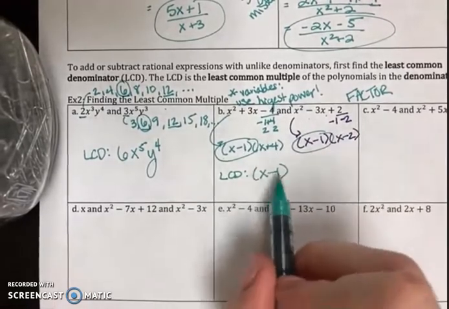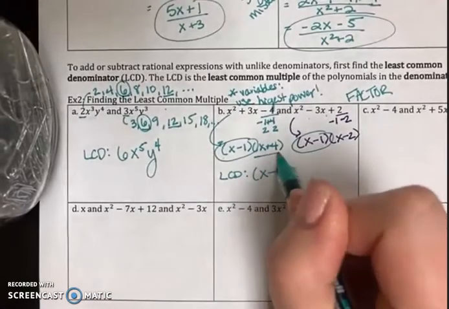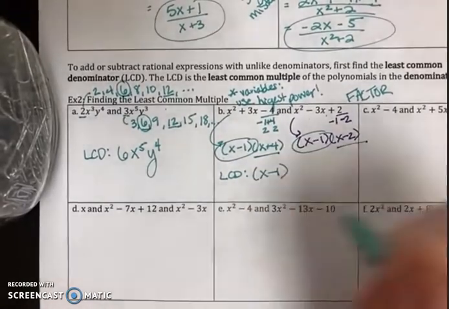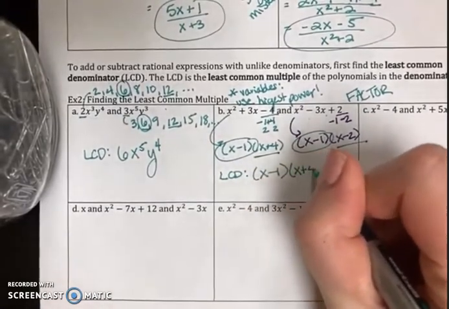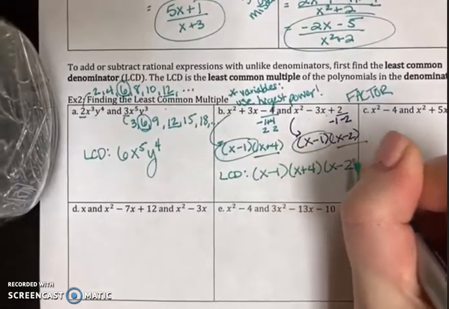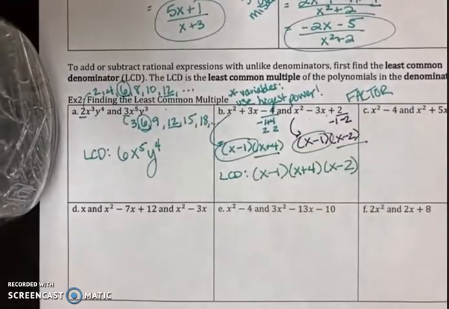Okay, so I put their similarity. Now I need to multiply by their differences. So an x plus 4 and an x minus 2. Let's try that again, because it's going to take some practice.